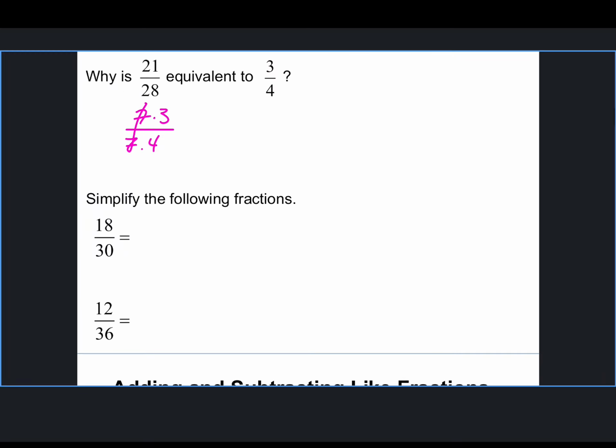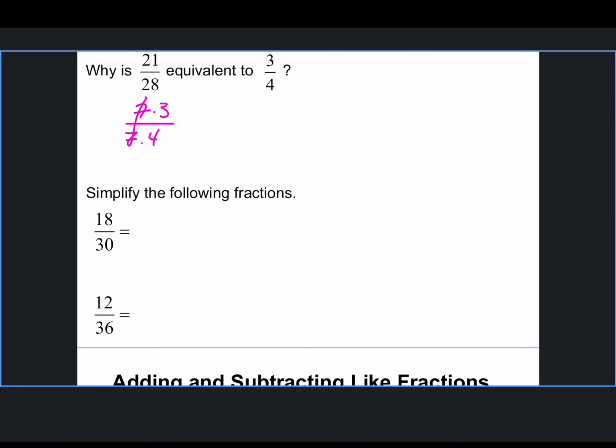So let's do the same thing with 18 over 30. What factor did 18 and 30 have in common? They have a 6, I agree. Who said 6? You said 6? Okay, so 6 is correct. So 6 times what is 18? 6 times 3. And 6 times what is 30? 5.